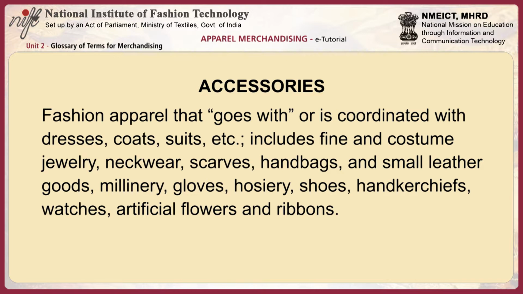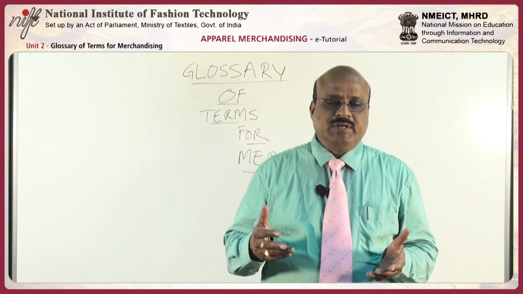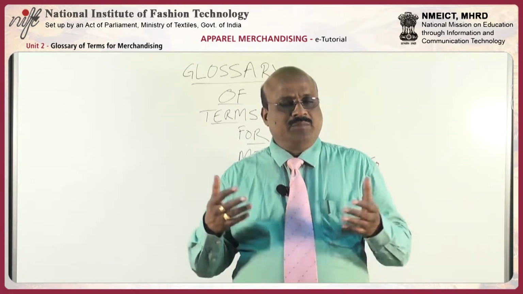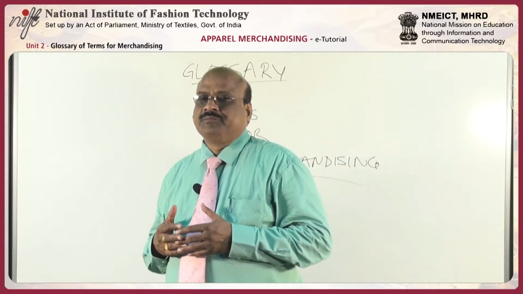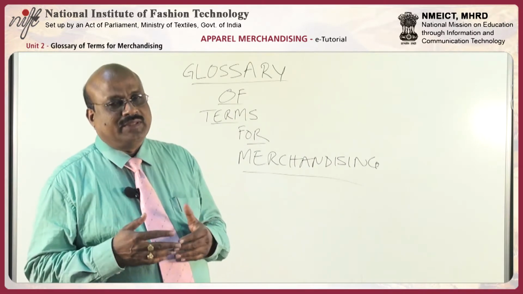It includes fine and costume jewelry, neckwear, scarves, handbags, small leather goods, millinery, gloves and hosiery, shoes, handkerchiefs, watches, artificial flowers and ribbons, and so on and so forth. So, all these things that go with fashion apparel are called accessories. The accessories include the jewelry or anything that goes with apparel. It can be neckties, it can be belts, it can be the footwear, it can be the accessories that go with the hair and other things.